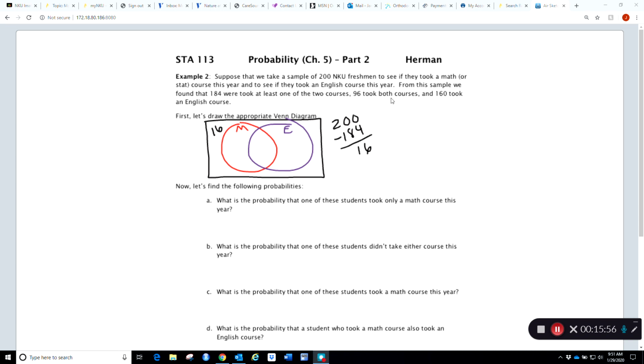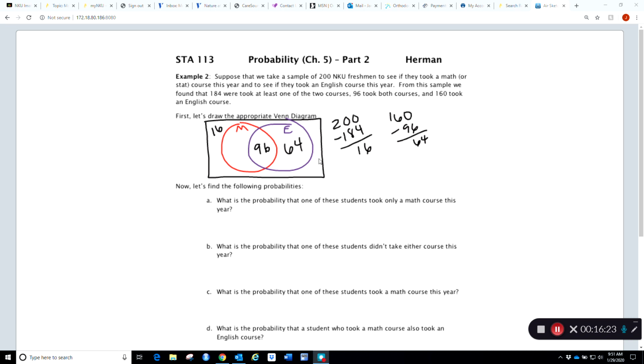Now, 96 took both courses, so that's that intersection, so we're in the middle of them. And 160 took an English course. So again, that 160 is going to be that entire purple circle. So I'm going to take the 160 minus the 96 to give me that 64 is in this piece of my circle.